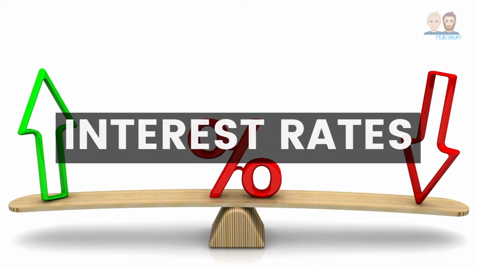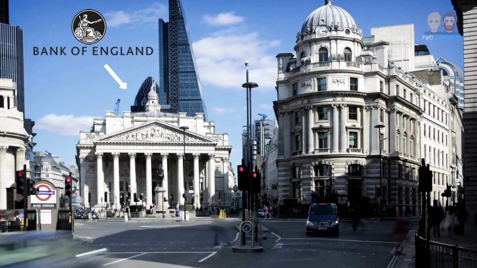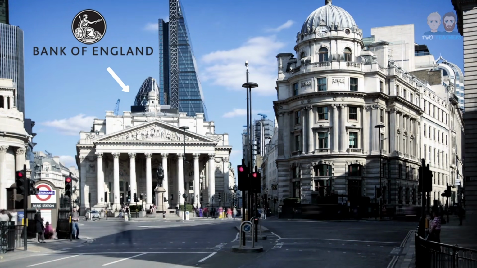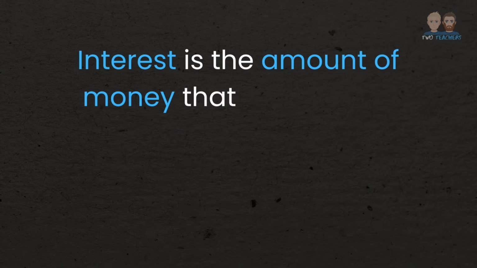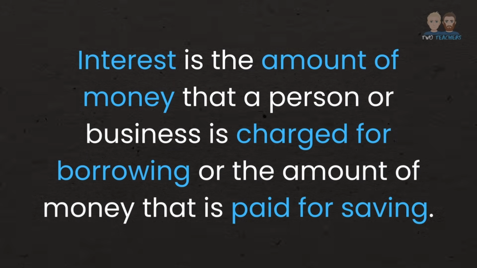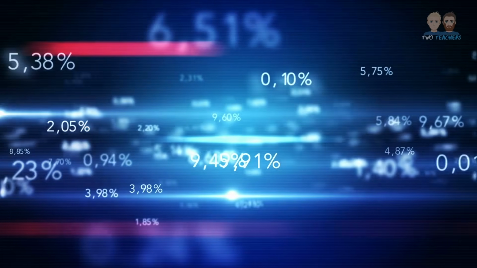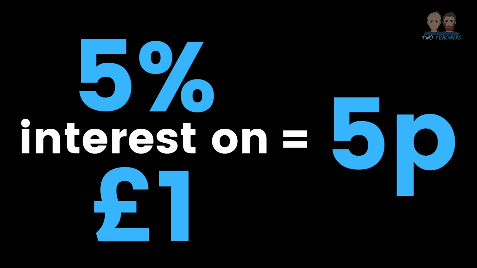Up next, it's changes in interest rates. The base rate of interest is set by the Bank of England and is used by all other banks and lenders in the UK. Put simply, interest is the amount of money that a person or business is charged for borrowing or the amount of money that is paid for saving. It is usually represented as a percentage. For example, if the interest rate was 5%, for every £1 that is borrowed, 5p will be charged, and for every £1 that is saved, 5p will be paid.